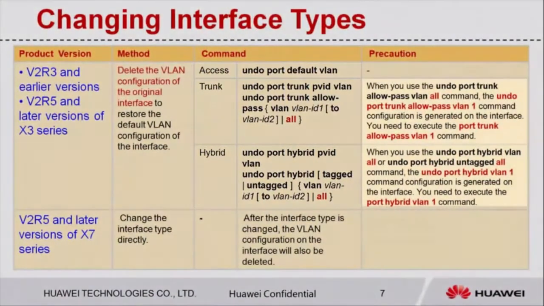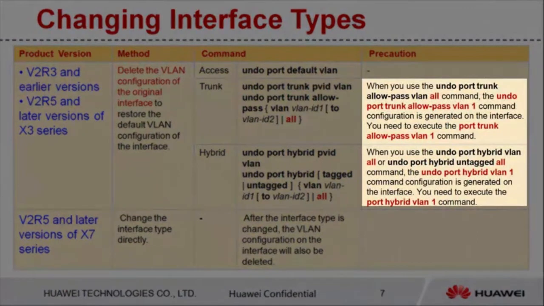During deletion of the VLAN configuration on a trunk or hybrid interface, if all is specified, the undo port trunk allow-pass vlan 1 or undo port hybrid vlan 1 command configuration will be generated on the interface. You need to run the port trunk allow-pass vlan 1 or port hybrid vlan 1 command.